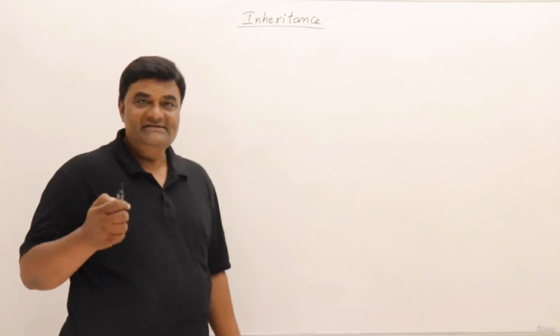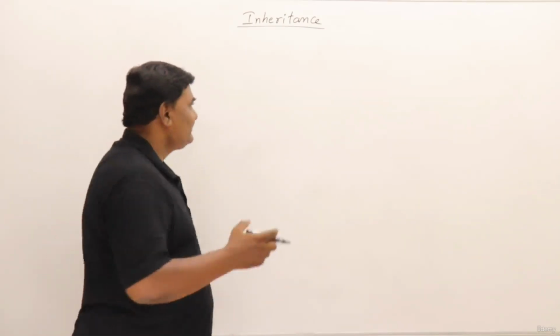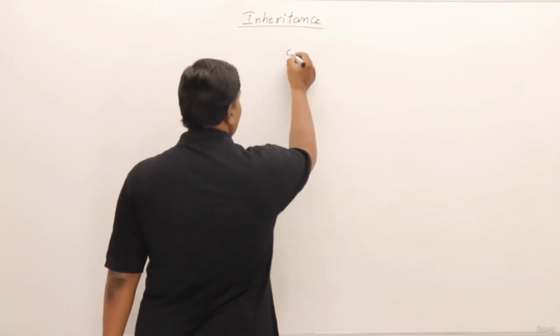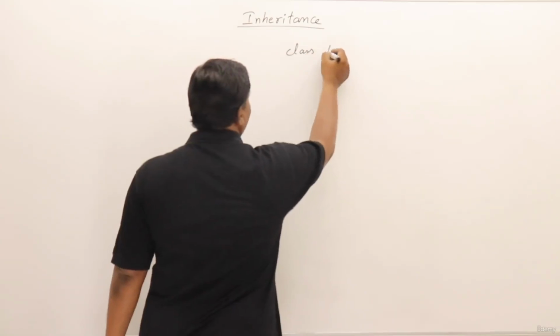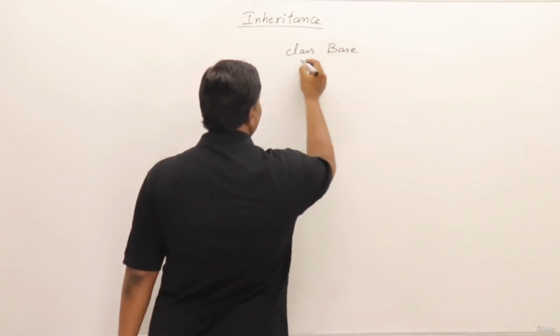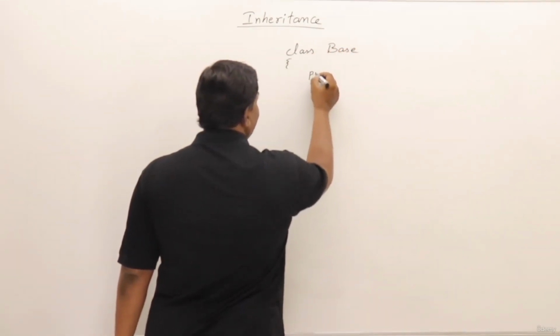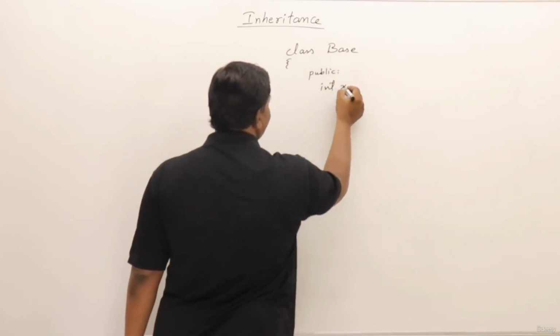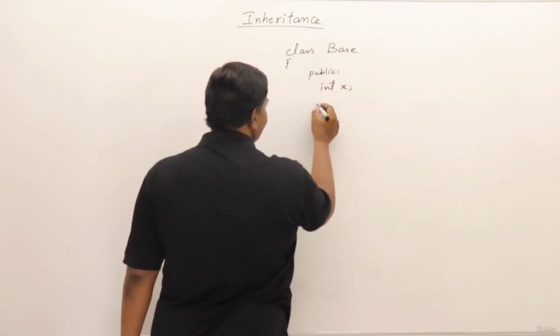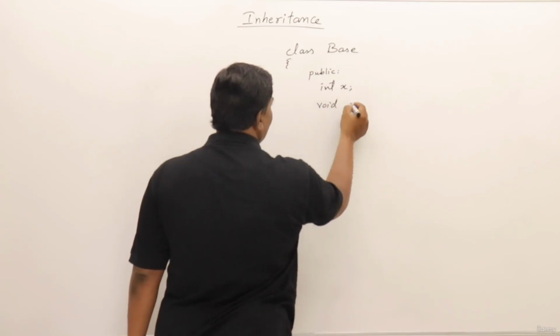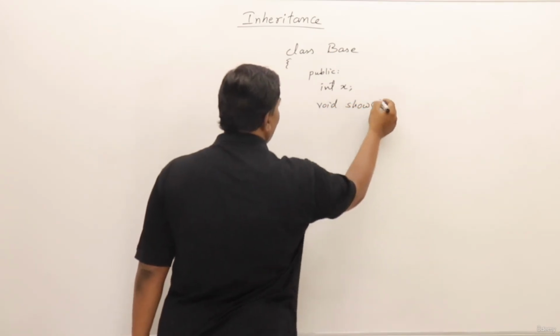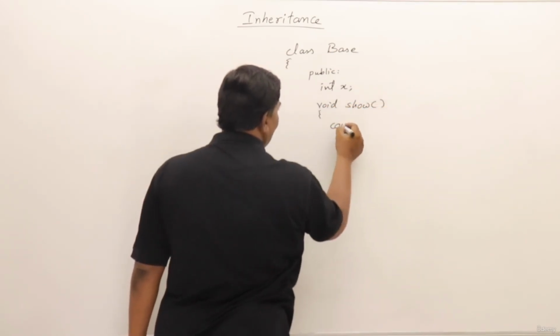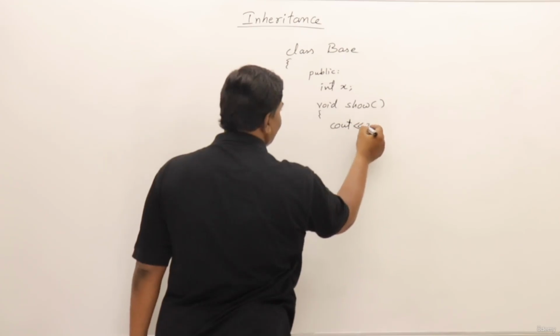Let me write some example class here. See, if I have a class called base, it is having everything public. Let us say it is having a variable integer x and a function void show, which will display the value of x, cout x.